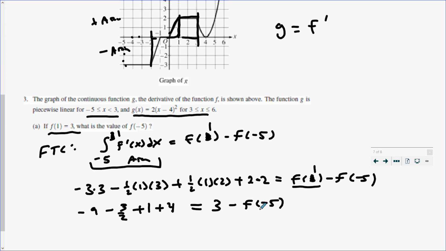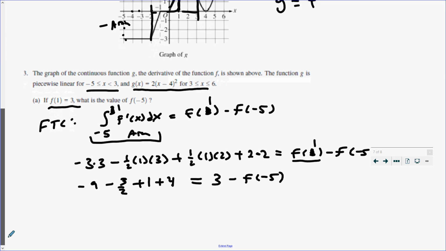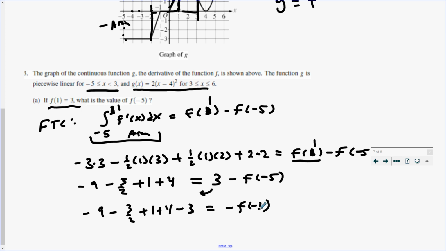All right. So if I want to solve for f of -5, I have a couple of options I can do here. One, I could just bring over the 3. I will get -9 minus 3 over 2 plus 1 plus 4 minus 3. Now that's going to equal negative f of -5. So there's 2 ways you can fix this. One, I can be really super lazy, just make that a plus and make that a minus. AP is cool with that. I'm okay with that too. Or we can just say what it is, f of -5, equals 25 over 2. And that's your answer. You're going to get 1 point for your FTC. Show that. 1 point for your answer.